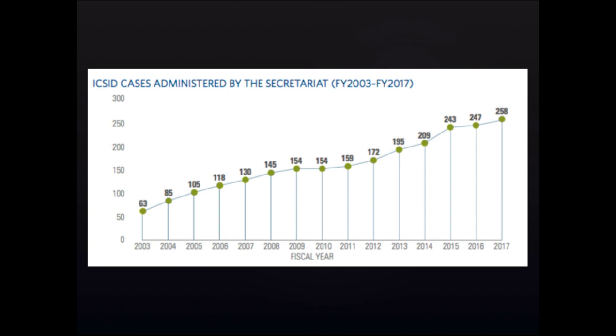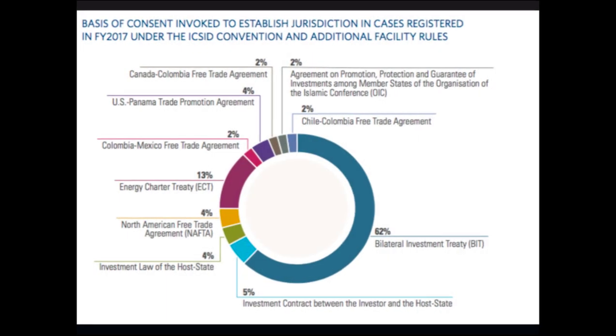What was the basis of the consent to arbitrate? Well, as you can see, there's a diversity of treaties out there, as we mentioned. You have the Energy Charter, but you have bilateral trade agreements and bilateral investment treaties. 62% of the sources of consent are bilateral investment treaties. That's a very high amount if you consider that there are a lot of trade agreements out there.